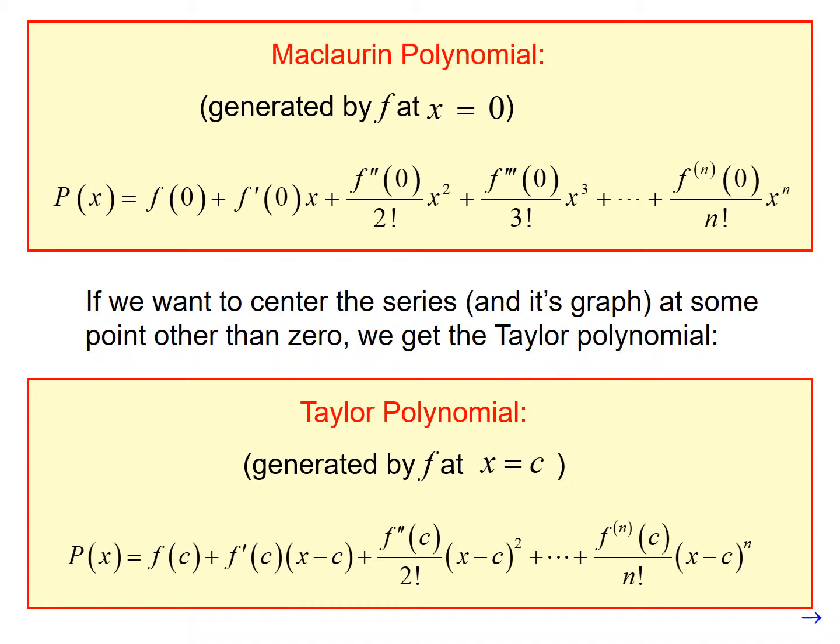But notice that they're essentially the same formula. The Maclaurin polynomial is really just a simplified version of the Taylor polynomial. If you replaced c with 0, it would give you the exact same formula you have up above.